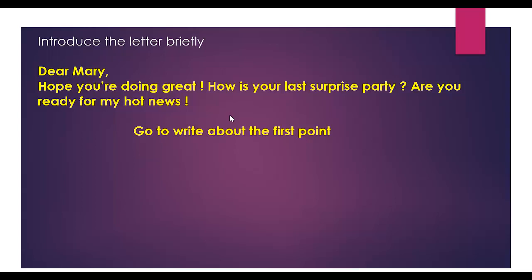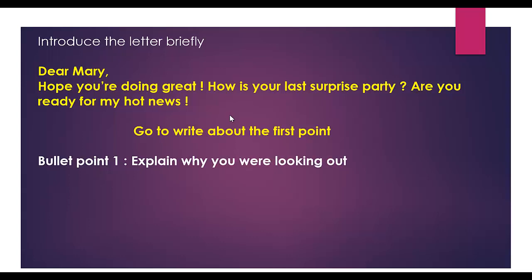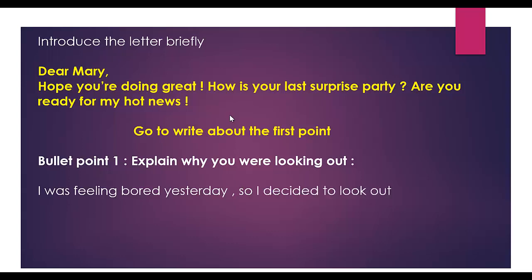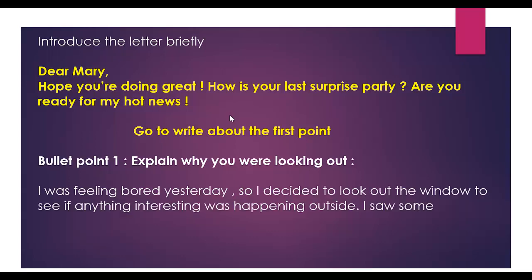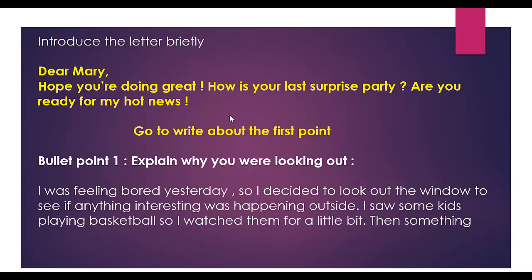What is the first point in the given question? Bullet point number 1 says, explain why you were looking out of the window. So in this paragraph, you are expected to provide some explanations and details about the reasons for which you were looking out of the window. He said here, I was feeling bored yesterday, so I decided to look out the window to see if anything interesting was happening outside. So this gives a reason.